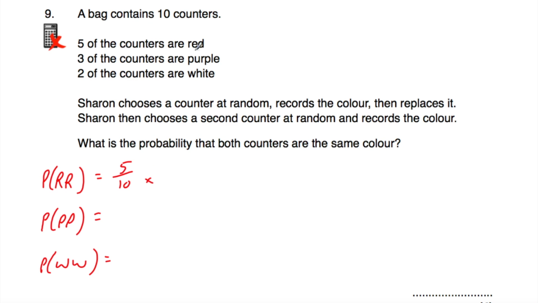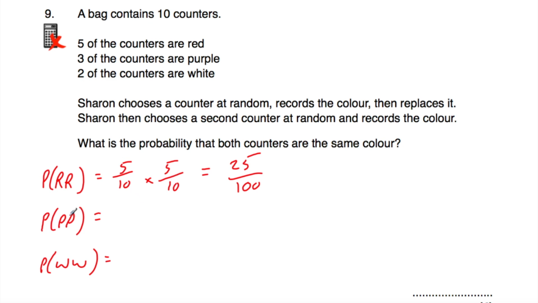The probability of the next one being red would also be 5/10. And then if we times them together, 5 times 5 is 25, and 10 times 10 is 100. So the probability of a red and a red would be 25/100ths. Or that could be cancelled down to a quarter, but I tend not to cancel down until the very end, because when we multiply these together, we'll probably find that we get 100 as the denominator for all of them, and it's easier to add them together.